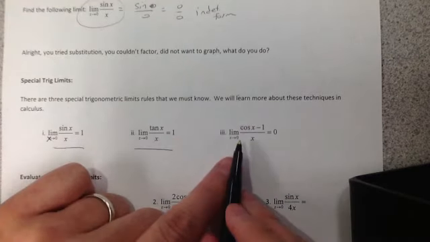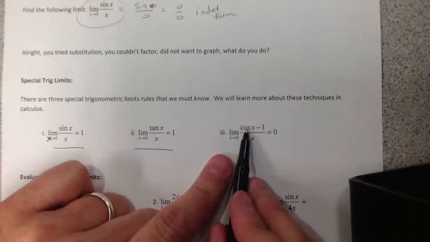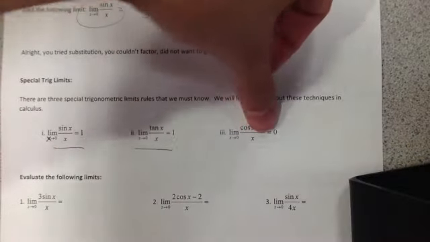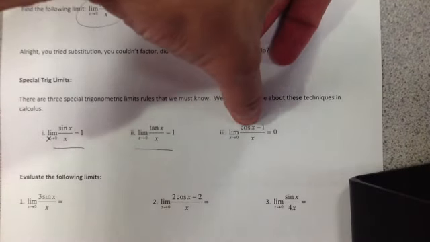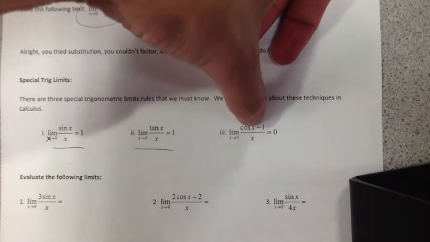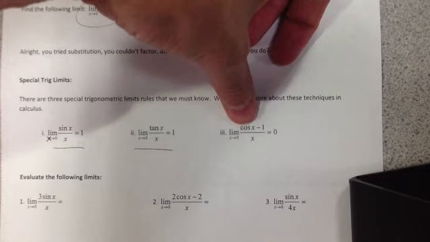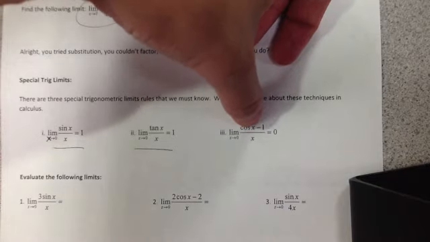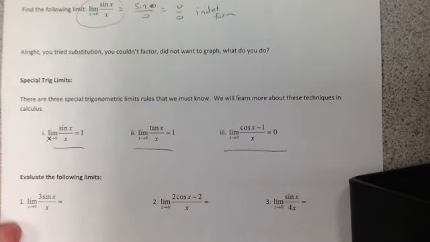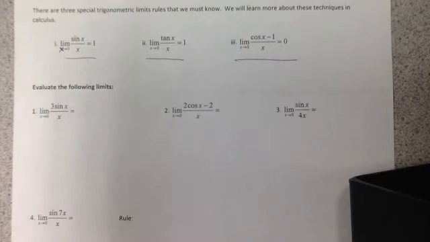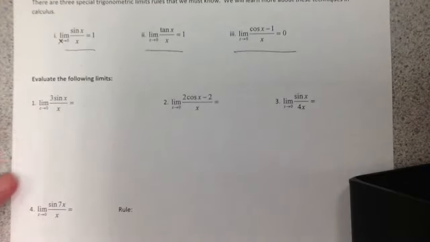And the third one is the limit as x goes to 0 of cosine of x minus 1 over x. It's not just cosine of x, but cosine of x minus 1. And that's because cosine of 0 is 1. So we get 1 minus 1 is 0 over 0. And that's going to give us 0. And there's our rule. Very easy to do these once you know the properties.